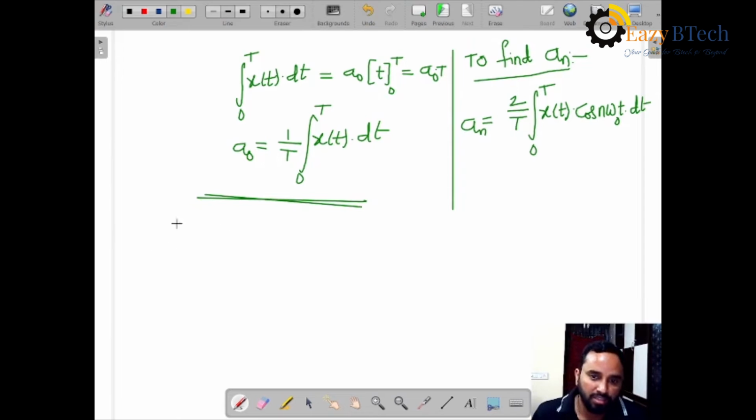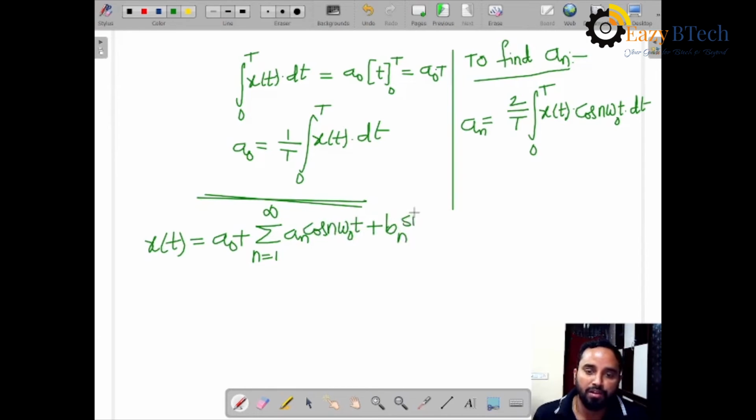So what is x(t)? The trigonometric Fourier series. x(t) is equal to a naught plus summation n equals 1 to infinity of an cos n omega naught t plus bn sin n omega naught t. This summation is for both terms, an cos and bn sine, so I am keeping a bracket.